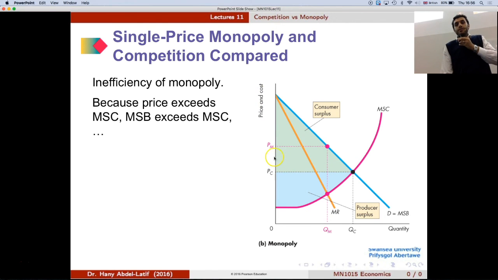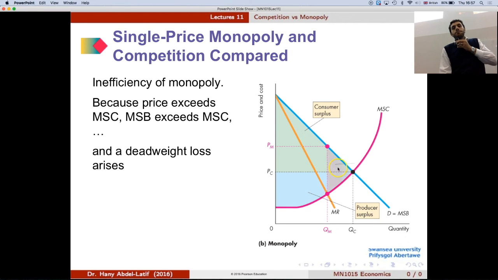The producer surplus now became all of this. So there's a redistribution of the surplus from consumers to producers. So this area here was consumer surplus if we have competition. But now because we have monopoly, it became producer surplus. And also this area is a deadweight loss, which means this is a loss for the whole society.